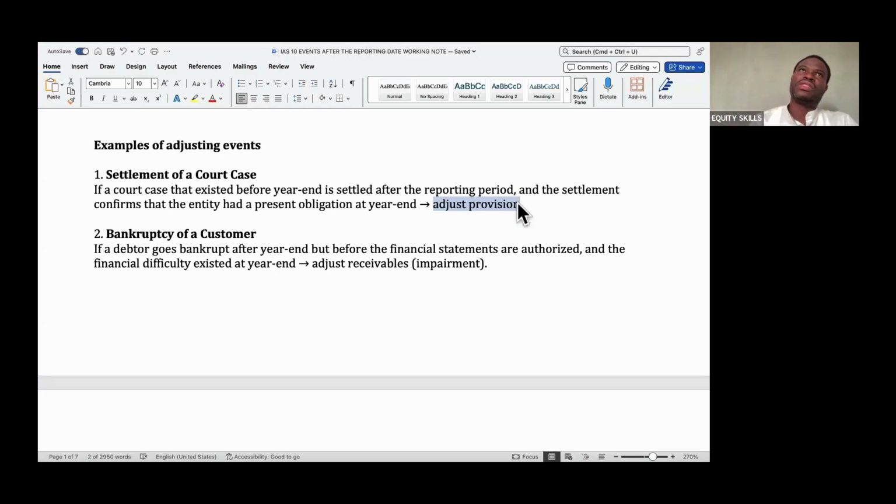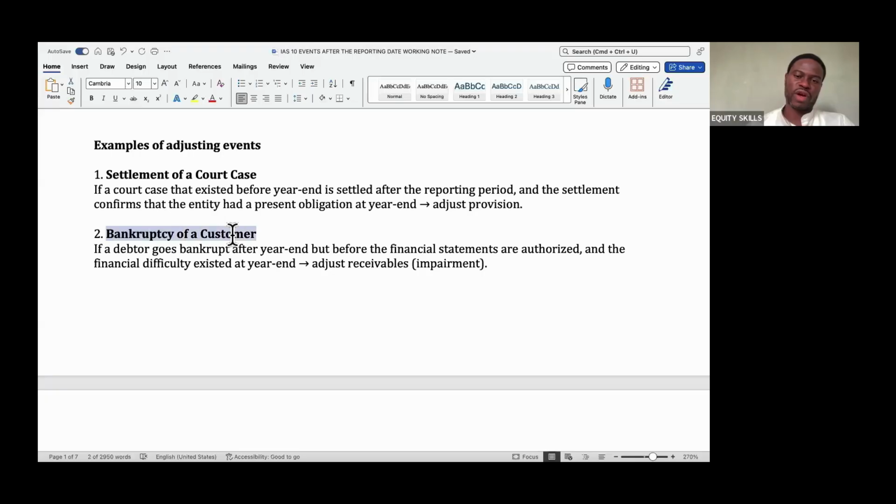You see, in the exam, when they want to ask you questions on IAS 10, the examiner is not going to be asking you to adjust the report. The examiner will ask you, should they adjust it or not? That's the focus of IAS 10. IAS 10 is not how to. No, IAS 10 is should you or should you not? Is it an adjusting event? Is it not an adjusting event? That's what IAS 10 basically wants to address.